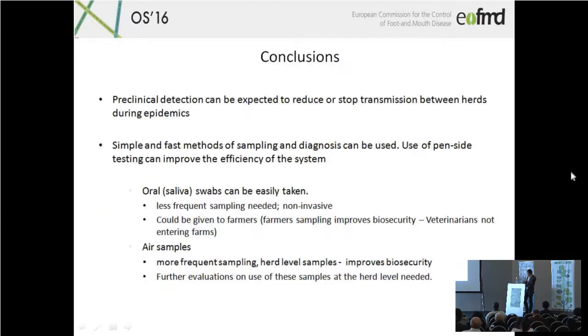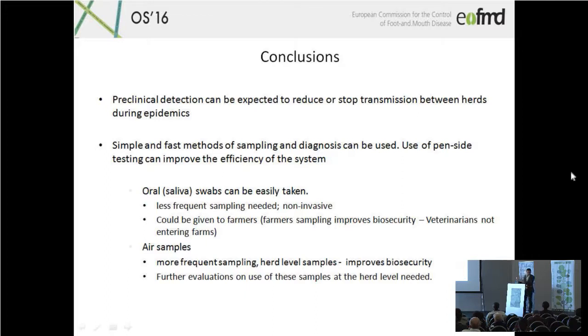So, in conclusion, preclinical detection can be expected to reduce or stop transmission between herds. At least in all this predictive work, it's giving us some standards to show that we can use this as a control tool, and use surveillance also for early detection as a control tool. And there are good options for this.